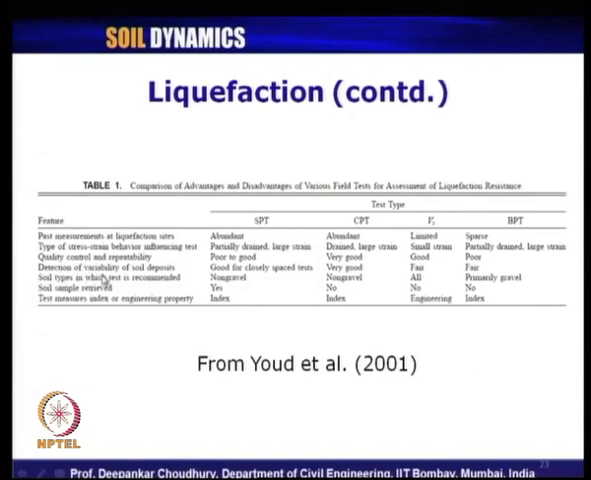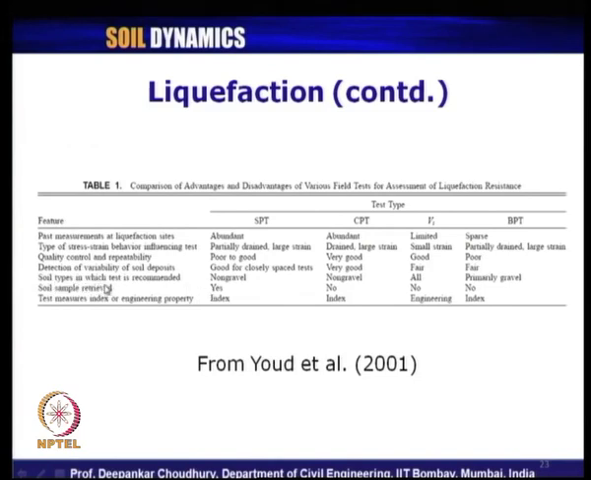Detection of variability of soil deposits, for SPT, of course, it is good for this feature, because you personally can see what soil exists in the ground. So, that is why it is good for closely spaced tests. CPT is very good at detection of variability of soil deposits, because at each depth they are measuring, whereas for SASW test it is fair, and for BPT it is also fair.